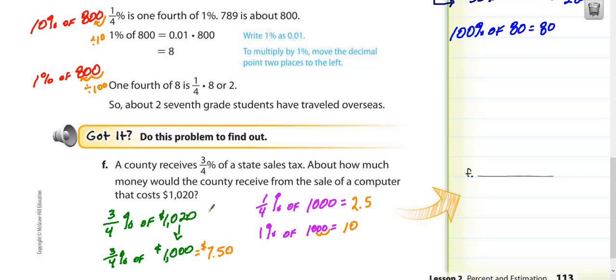So we would estimate that that country received approximately $7.50 in sales tax. This county, I said country a couple times, this county received $7.50 in sales tax for a computer that cost $1,020. Okay, so review that, and then let's head to the next page.